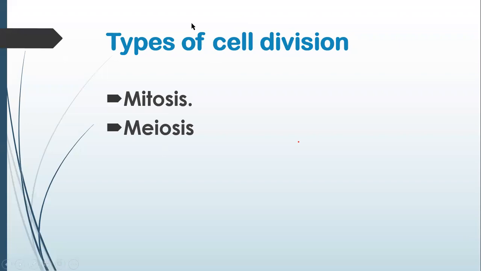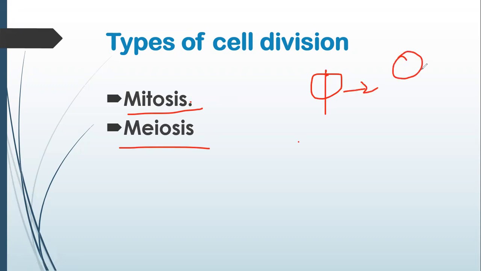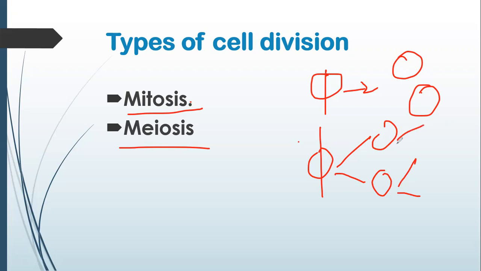Now, cell division is divided into 2 types. We have mitosis and we have meiosis. These 2 types are both processes by which a cell divides to produce daughter cells. But they are important in different aspects of life. In one, a cell divides to produce 2 daughter cells, and both are exactly the same as the mother cell.